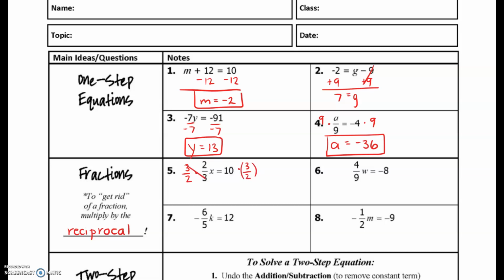Now, in this case, the 3's and the 2's will cancel, and the result would be 10 times 3, which is 30, divided by 2, which is 15.